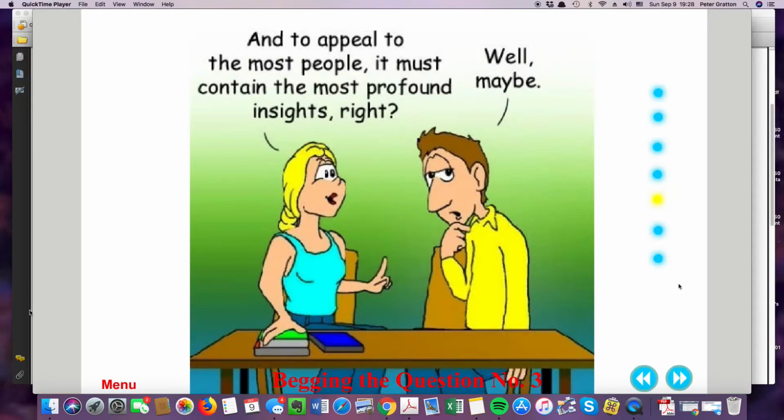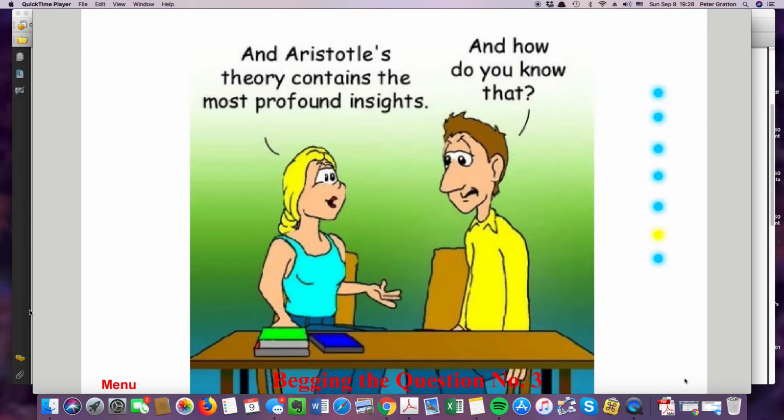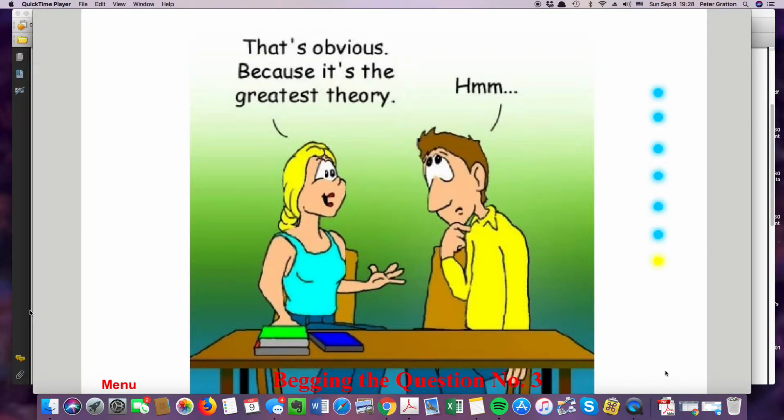Well, maybe. This does seem like an argument ad populum, an argument to the people, that we covered earlier in the chapter. But wait for it. And Aristotle's theories contain the most profound insights. And how do you know that? That's obvious, because it's the greatest theory. Notice how she's just reasoning in a circle. All that stuff in the middle about being very popular and so on, she never actually addresses why it's the greatest theory. In other words, she reasons in a circle.